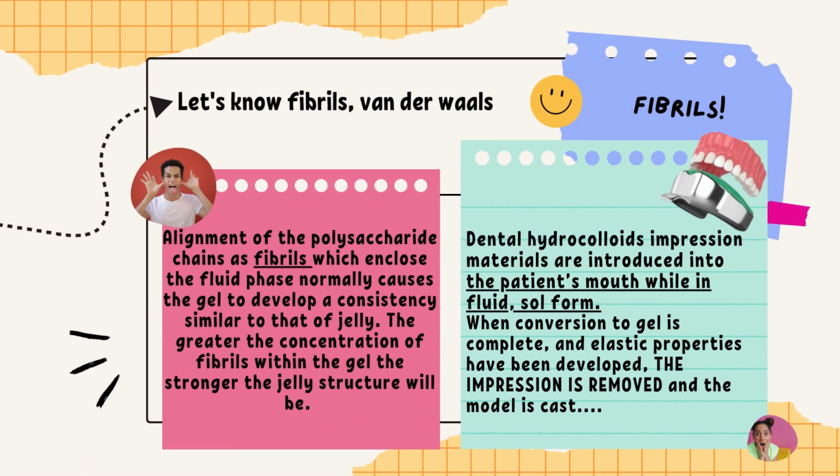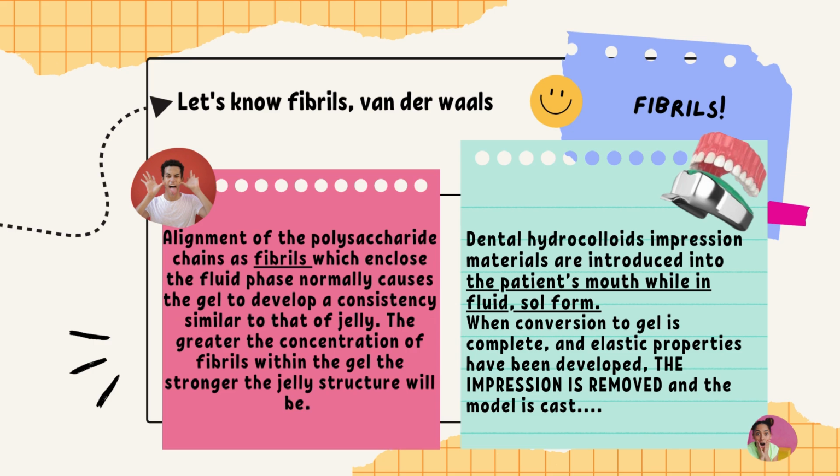Let's learn about fibrils and van der Waals forces. As said earlier regarding gel form, the alignment of the polysaccharide chains forms fibrils which enclose the fluid phase, normally causing the gel to develop a consistency similar to jelly. The greater the concentration of fibrils within the gel, the stronger the jelly structure will be.